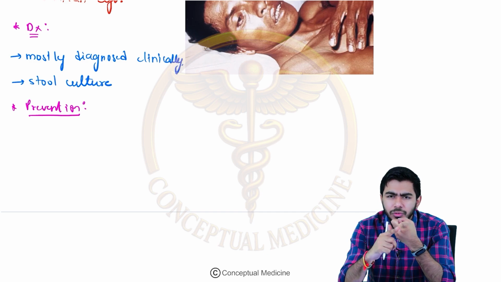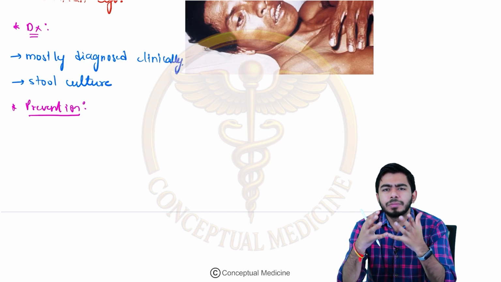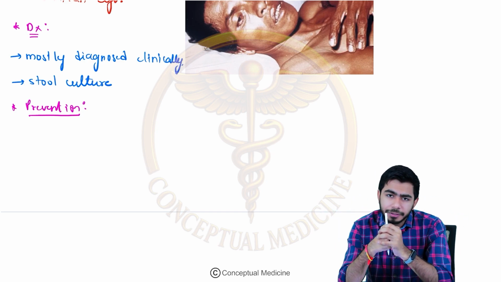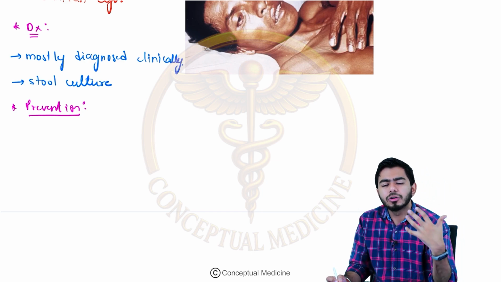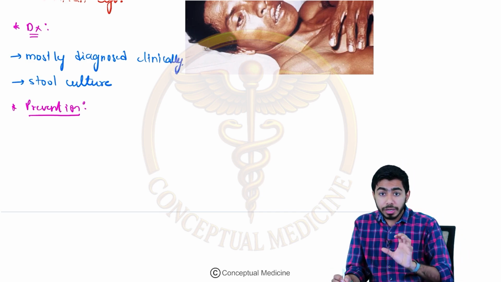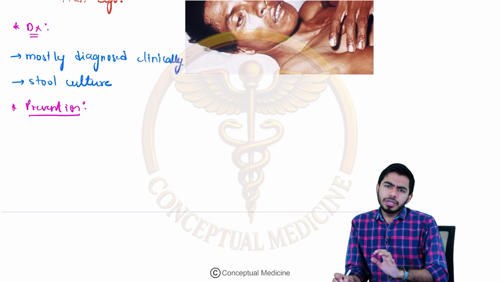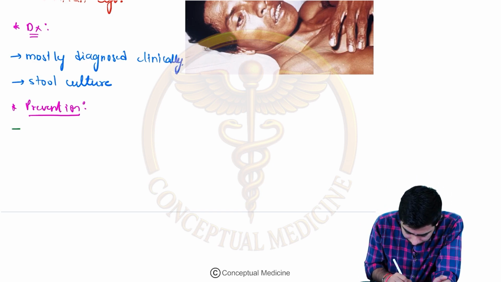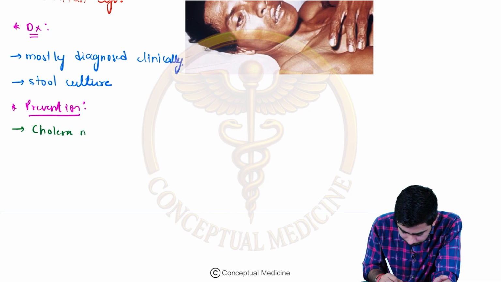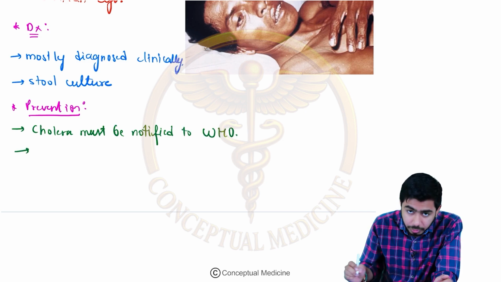And if the food and water supply is actually safe, this will prevent cholera in the community. That is very important. If a cholera outbreak is happening in any region, community, or population, and the epidemiologist sees it, they must notify the WHO. So cholera must be notified to the WHO. Okay, first point.